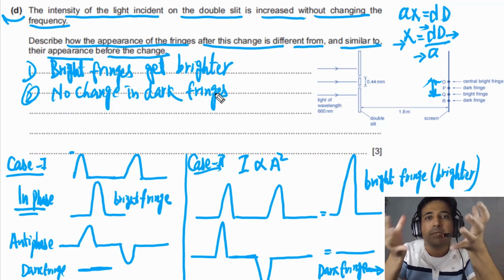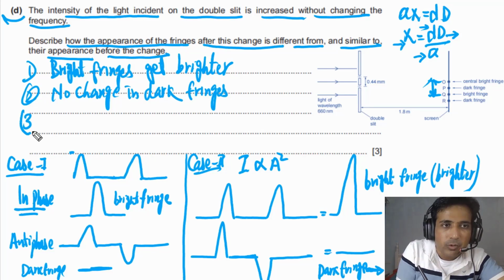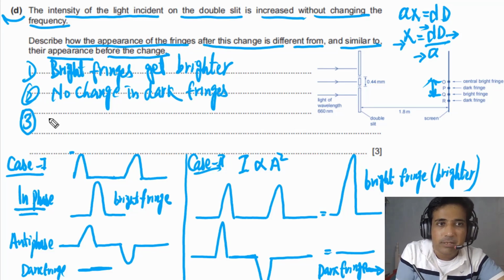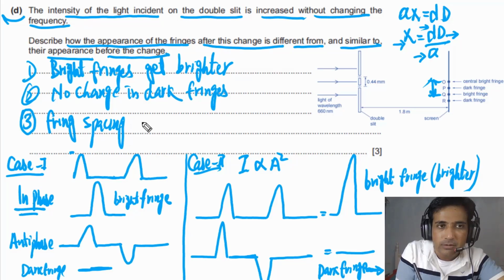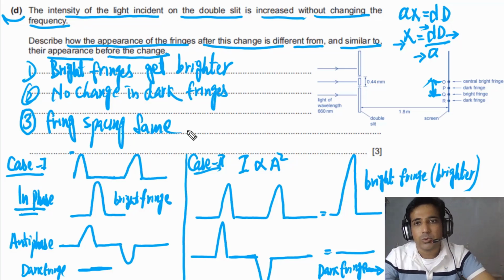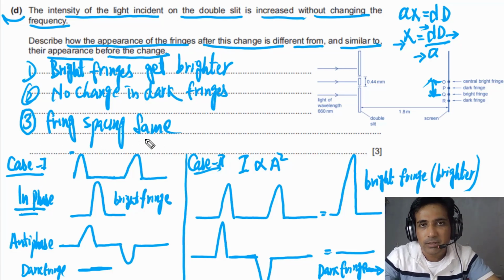Again, they completely cancel each other, so no light, we don't see any light. Then the third point we can say fringe spacing is the same. As x is the same, you can say fringe spacing same. That's all you can write down for this question. Or you can simply say no change in fringe spacing, or fringe spacing stays the same.